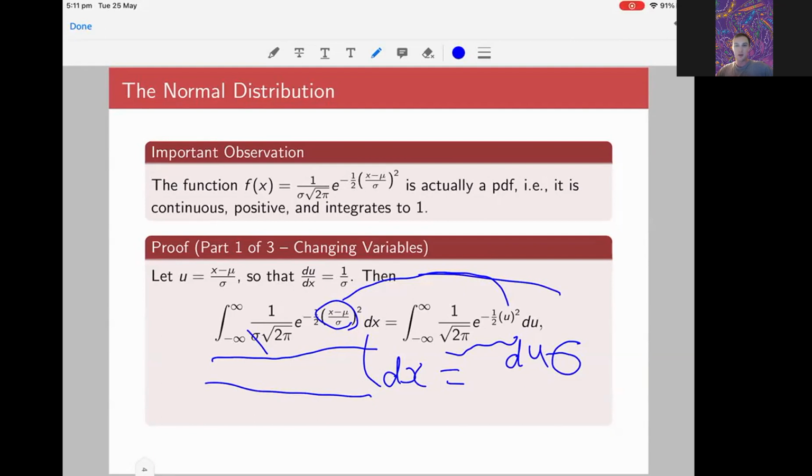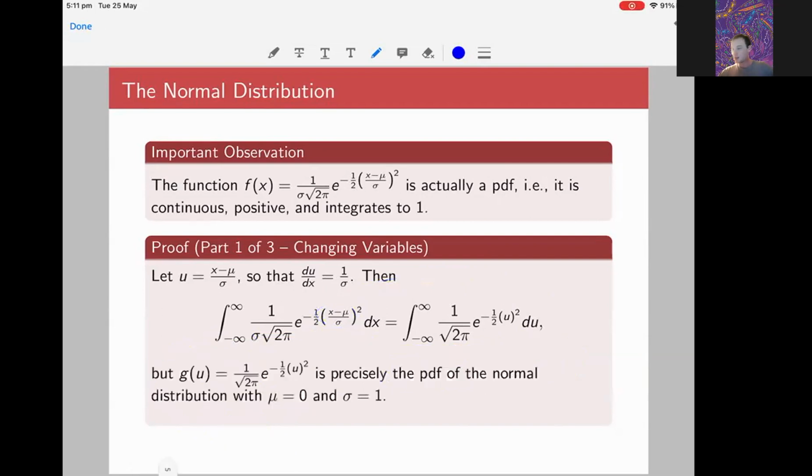In particular, why would I say this integral is nicer? Well, in this integral, we had mu and sigma, which were unknown parameters lying around. But I've shown that showing this integral is 1 is the same as showing that this integral is 1. And this has no dependence on mu and sigma. In fact, it's precisely the probability density function you get if you're looking at a normally distributed random variable with expected value 0 and variance equal to 1.